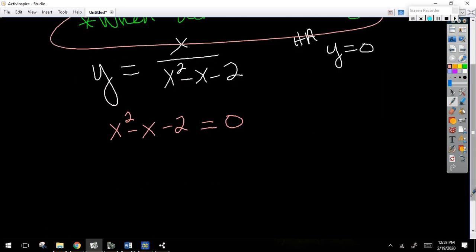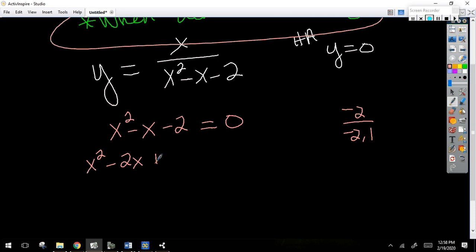What should we do? Factor it. I would definitely factor that and solve it. How does it factor? Leading coefficient's 1, so it's an easy factor. What multiplies to -2 but adds to -1? -2 and +1. Y'all did the factoring well on your test, so I know y'all can factor.